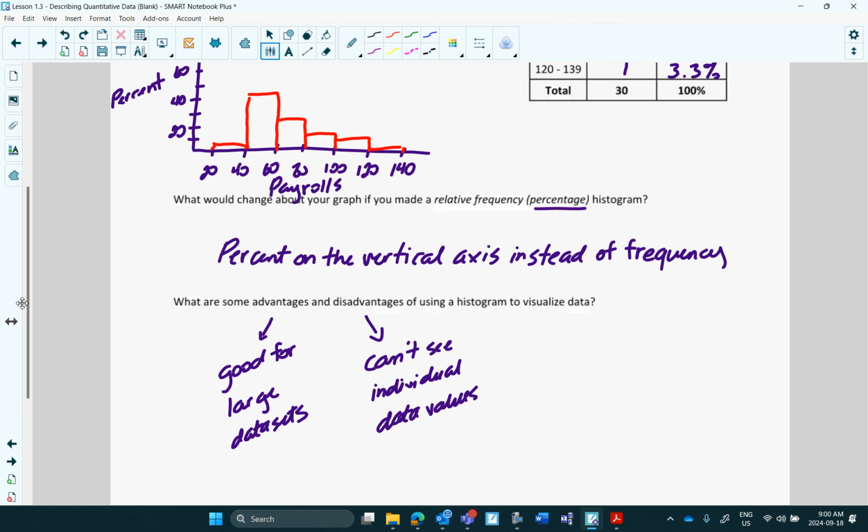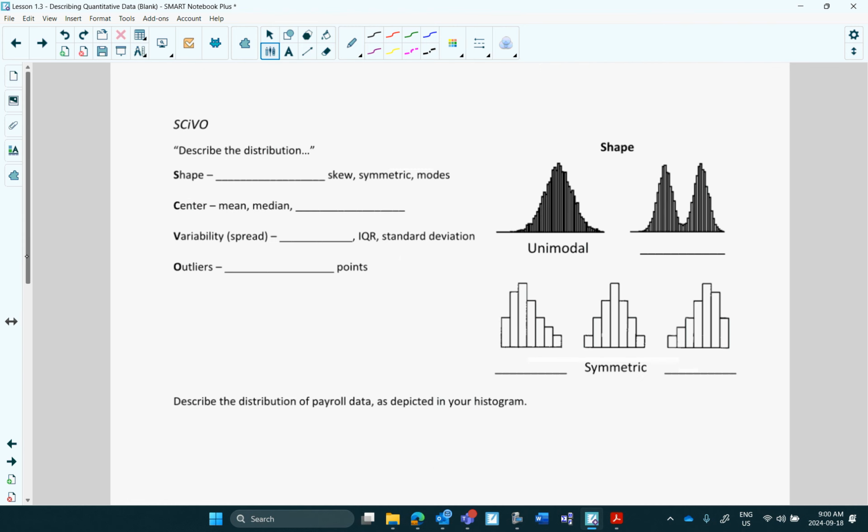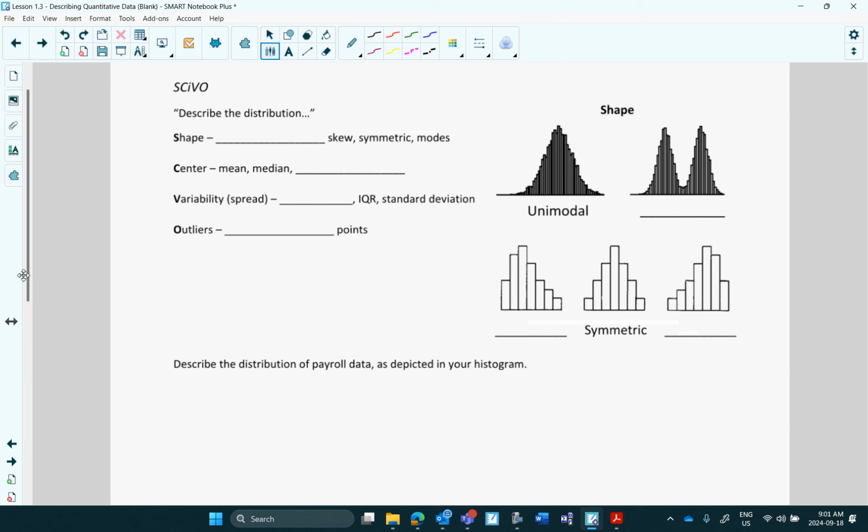So with all these graphs, but we're going to focus on the histogram, we can analyze the distributions. And we've already seen the 4 components of analyzing a quantitative distribution from a graph. So if you were asked to describe the distribution of the histogram, or in other words, describe the distribution of payroll amounts among Major League Baseball teams.